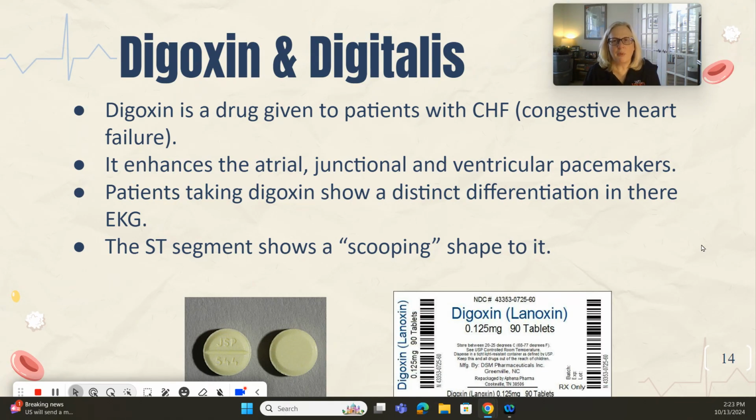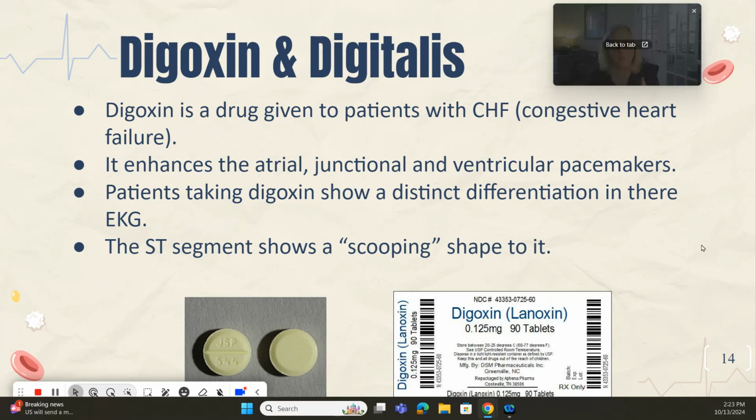So it does help with the pacemakers, kind of gets them a little bit stronger, enhances them so that we have a bigger QRS. Heart failure patients have QRSs that are teeny tiny, and they just don't have a lot of ejection fraction. They don't have a lot of cardiac output, so it increases the cardiac output. All right. So once they've been taking digoxin for a while, it makes a new differentiation on the EKG. It's called a scooping. So the ST segment looks like it's depressed, but it's kind of like in a scoop. So you don't really see it as downsloping, upsloping, or horizontal. It's more of a scooping.